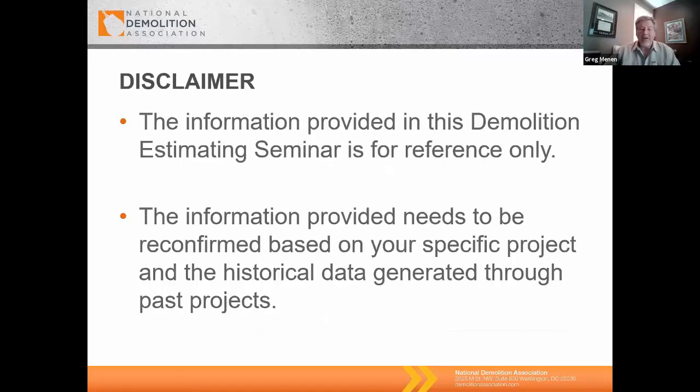In addition, we have to give you the disclaimer. The information provided by the NDA and myself during this course is for reference only. It needs to be reconfirmed, and everything is job specific to your particular project. So the information created is general in basis. Please make sure and verify anything that you utilize with your own efforts.